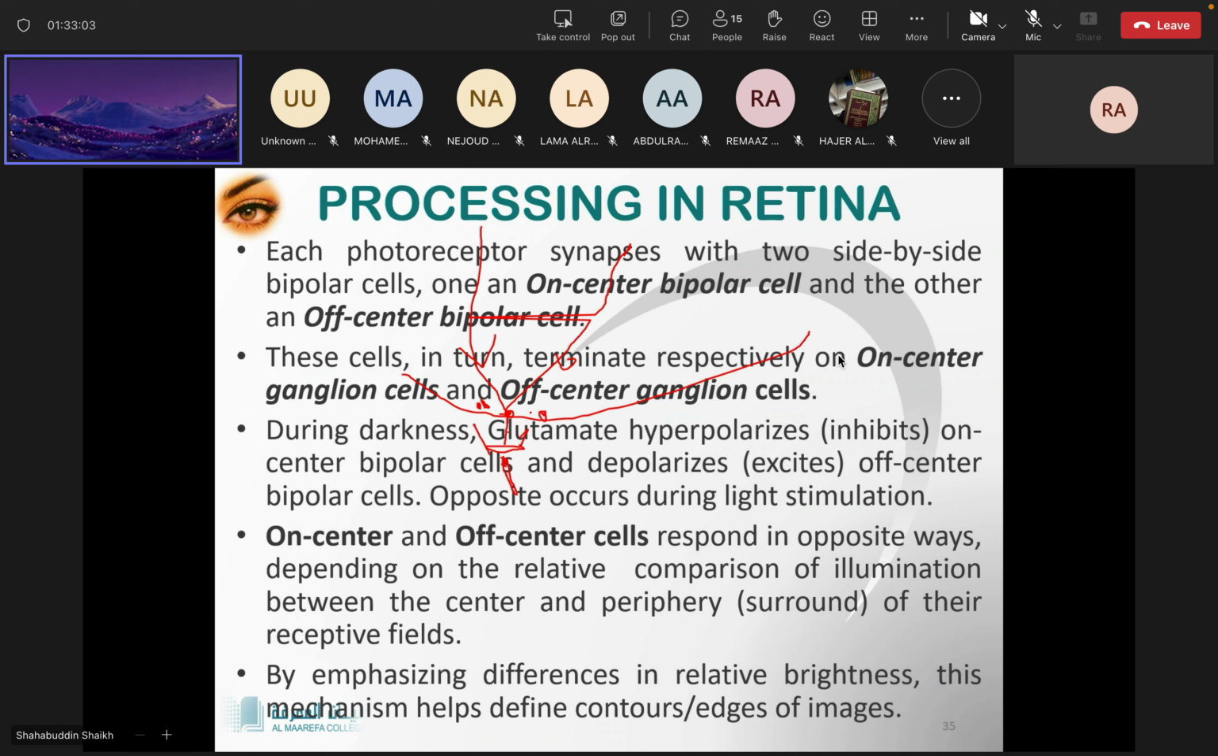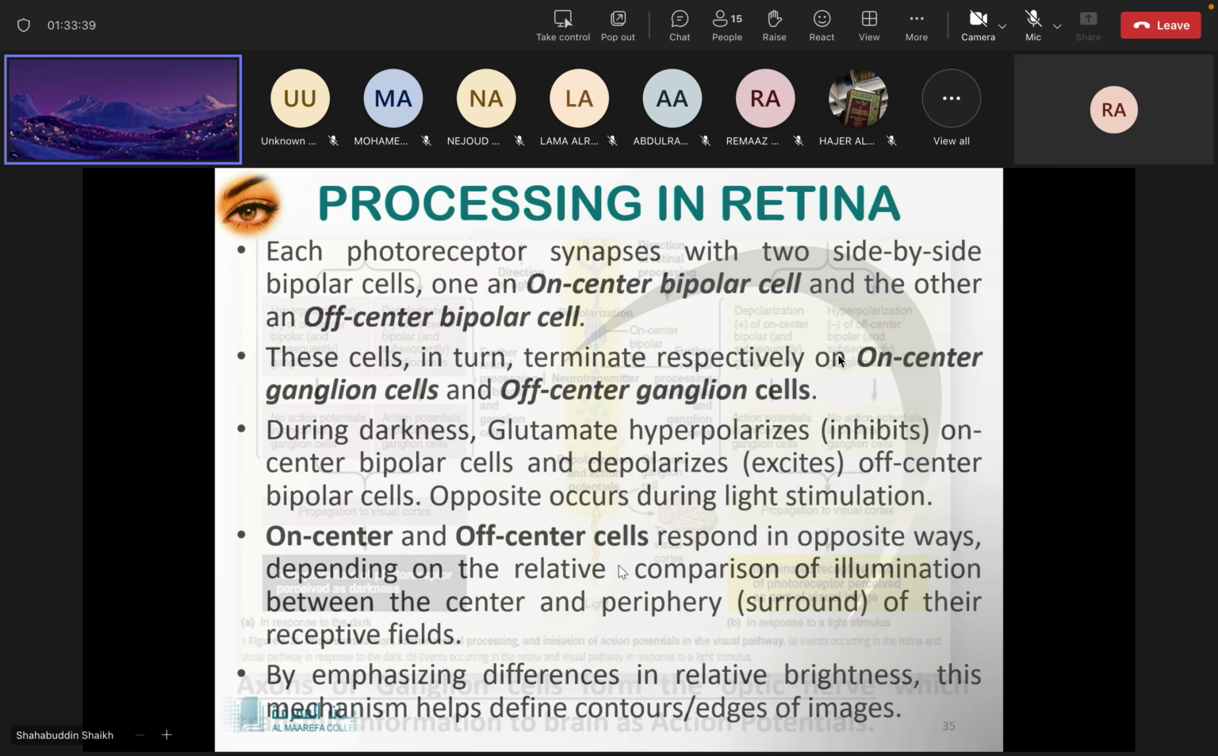Whenever this occurs, because of horizontal cells, it will inhibit the surrounding cells. So these surrounding cells will be inhibited. This is called lateral inhibition. So these two bipolar cells will be inhibited because the receptors are inhibited, and they are called off center. So whenever light falls on one receptor, the chain of bipolar and ganglion cell becomes on center. The surrounding will be inhibited. They are called off center.